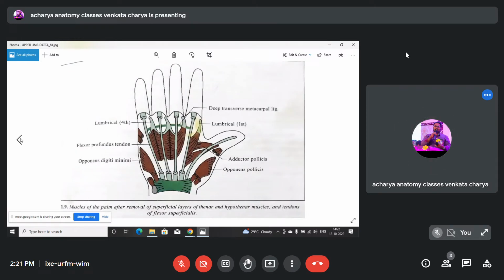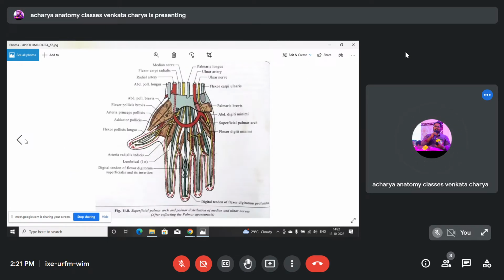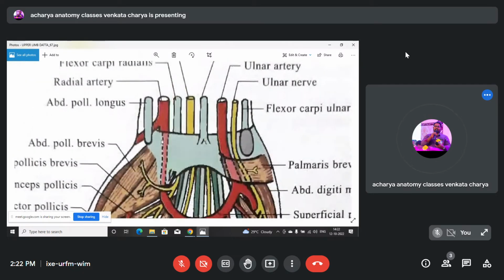Radial artery bifurcates and gives 2 branches near the upper border of the flexor retinaculum. Here, near the upper border of the flexor retinaculum. What did we write? Radial artery bifurcates and gives the 2 branches near the upper border of the flexor retinaculum.